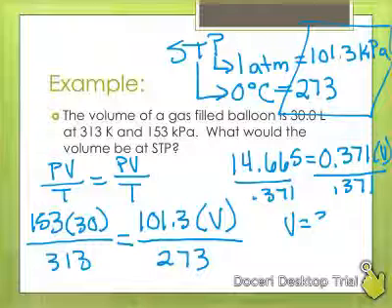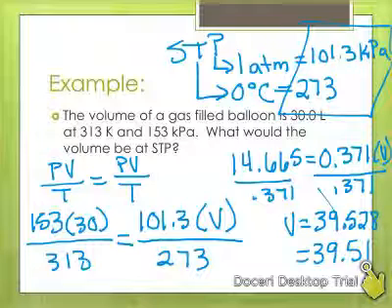And I'm going to get 39.528. How many sig figs do I get to keep? 3. So what do I round this to? 39.5. What's my unit going to be? Liters.